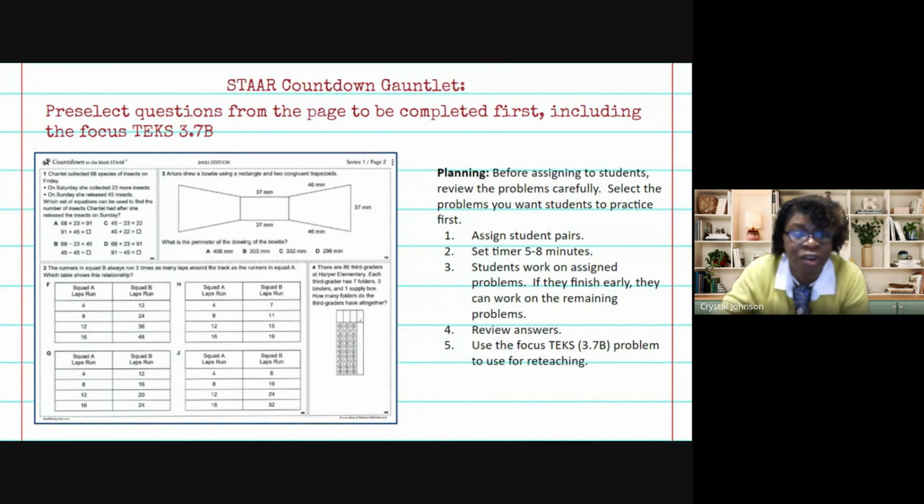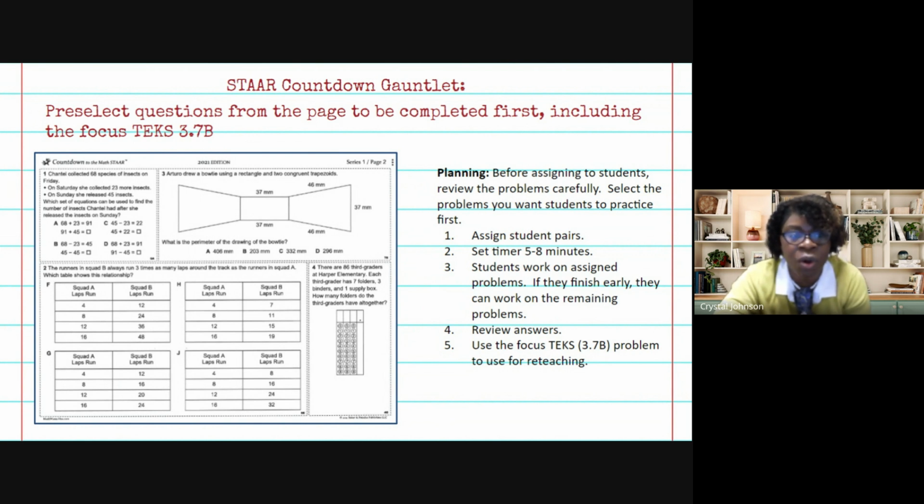And essentially, if there are more than that, some series will have up to 8 questions. You will probably have to have a must do and a may do and a can do at that point. It just depends. Set your timer for 5 to 8 minutes, and students will work on those assigned problems. If they finish early, then they work on the other problems that you assign. But make sure that you give enough time for that to be done.